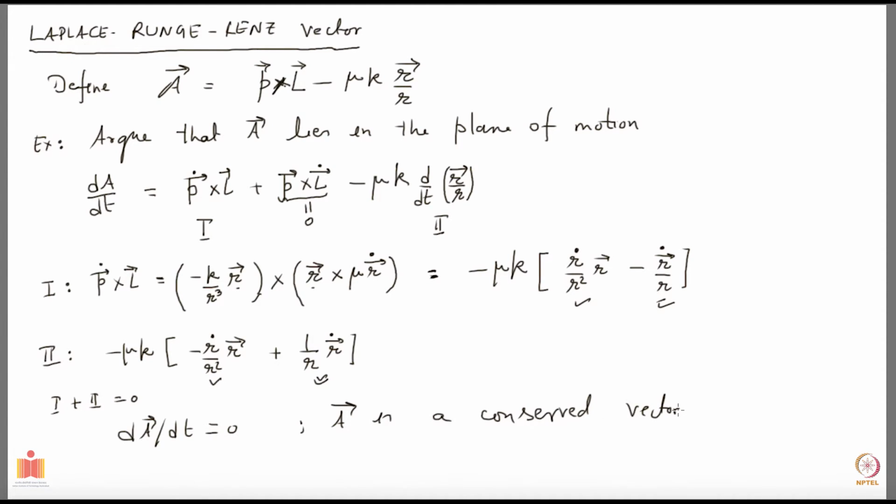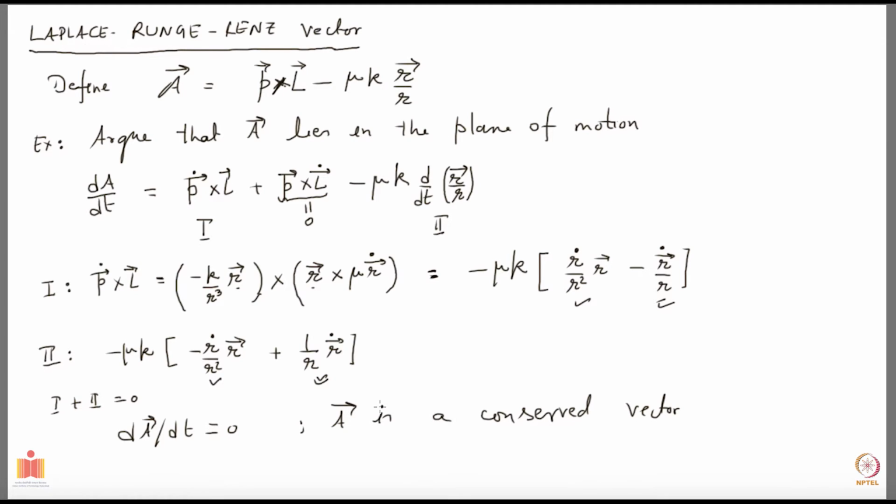Okay, and this is what a Laplace-Runge-Lenz vector is. Now this is a conserved quantity, so should you be expecting a symmetry which will lead to this conservation? Okay, I will leave you with that thought about this. Now what can you ask about this vector A?